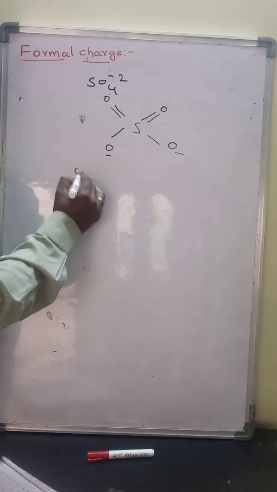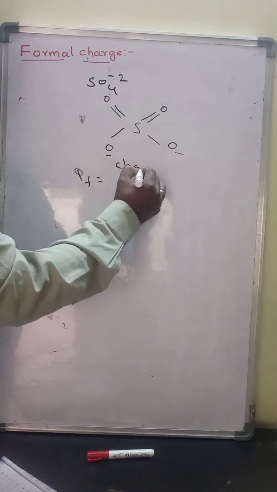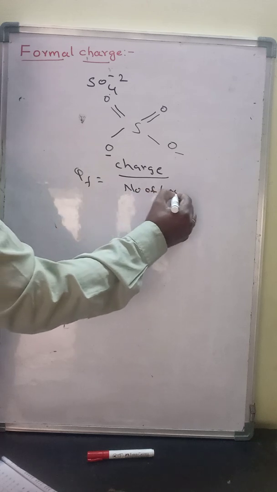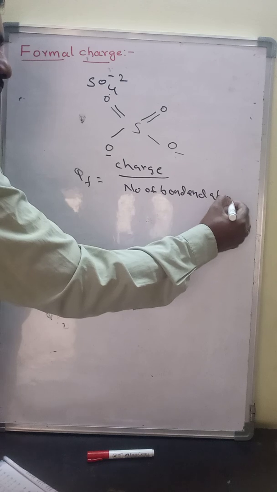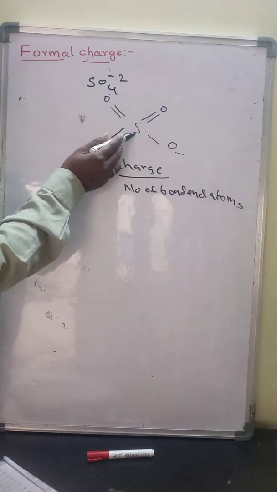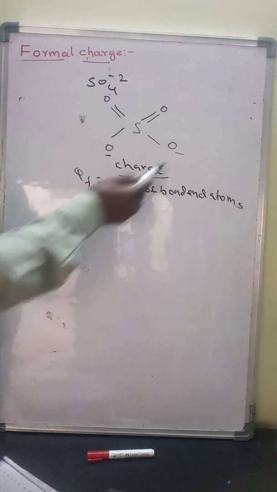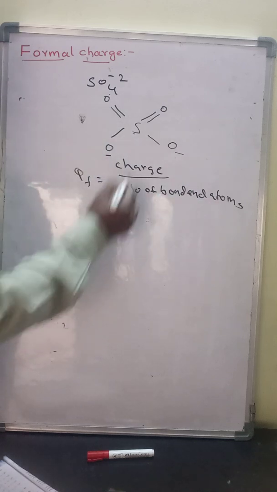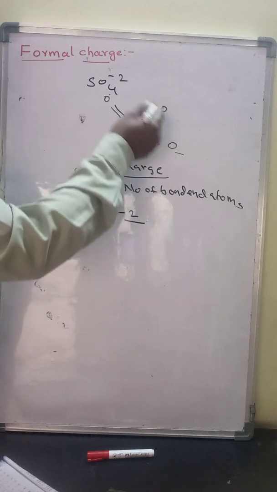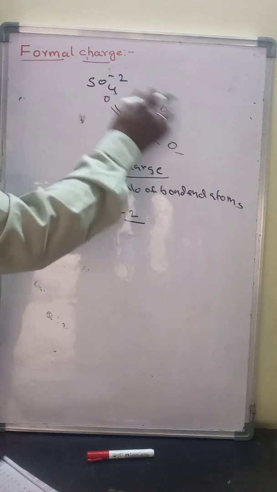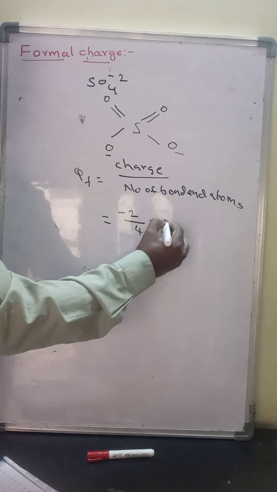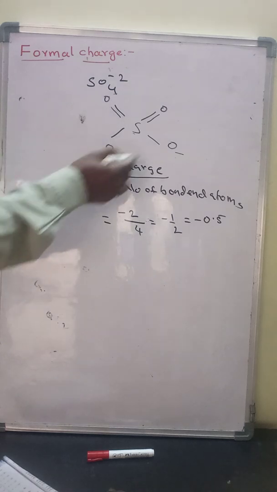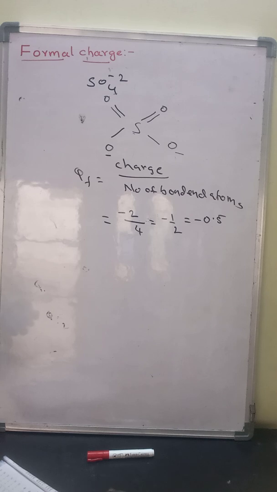That means the simplest formula for formal charge here is the total charge present on the species divided by the number of bonded atoms, because this charge is not attained by the central sulfur. Only this 2- charge is shared by the bonded atoms. So total charge is minus 2, and it is migrating among the 4 oxygen atoms. So minus 2 by 4 means minus 1 by 2, minus 0.5. This is the formal charge of oxygen present in SO4 2-.